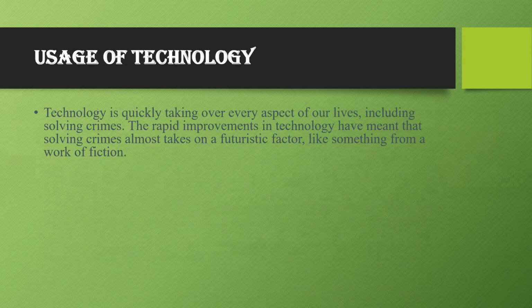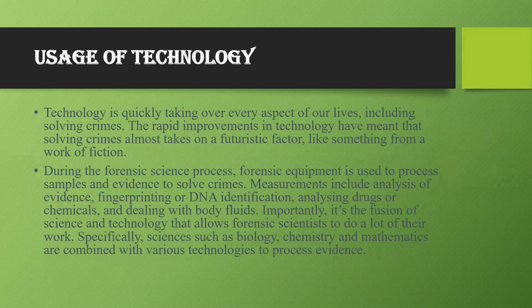Next, usage of technology. Now we will discuss what is the use of technology in identifying fingerprints. Technology is quickly taking over every aspect of our lives, including solving crimes. The rapid improvements in technology have meant that solving crimes almost takes on a futuristic factor, like something from a work of fiction. During the forensic science process, forensic equipment is used to process samples and evidence to solve crimes. Measurements include analysis of evidence, fingerprinting, or DNA identification, analyzing drugs or chemicals, and dealing with body fluids.